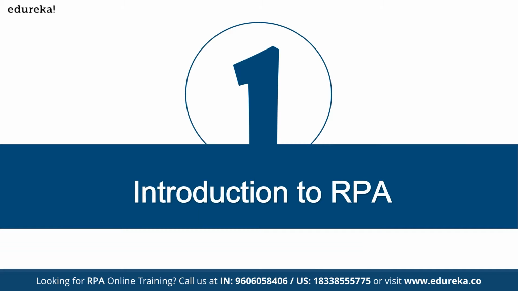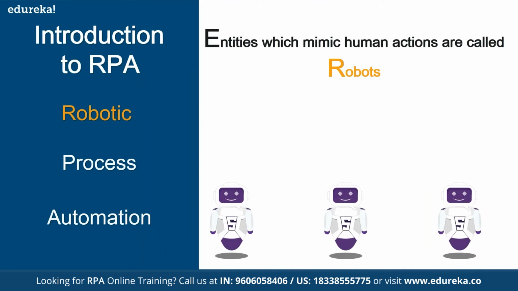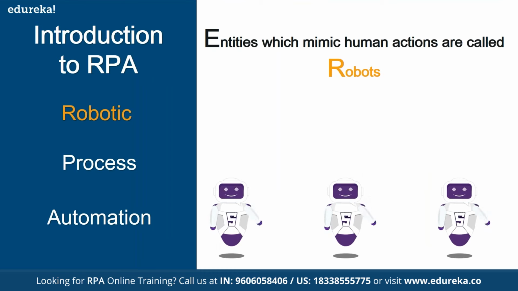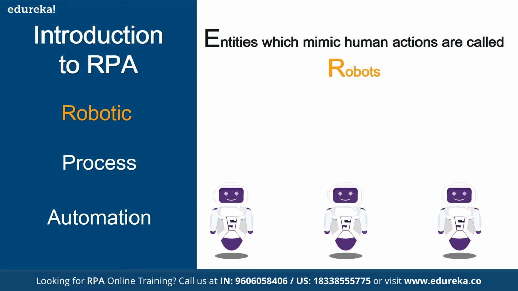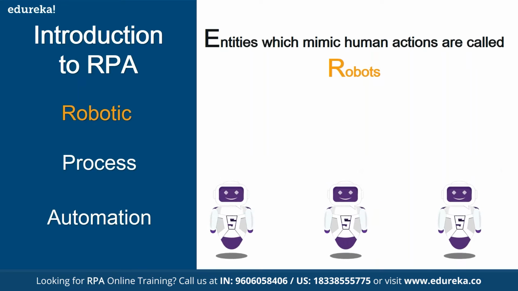RPA stands for Robotic Process Automation. Let's divide this into three different words: robotic, process, and automation. So what is a robot? Let's not talk about robotic, let's divide this as a robot. So what is a robot?